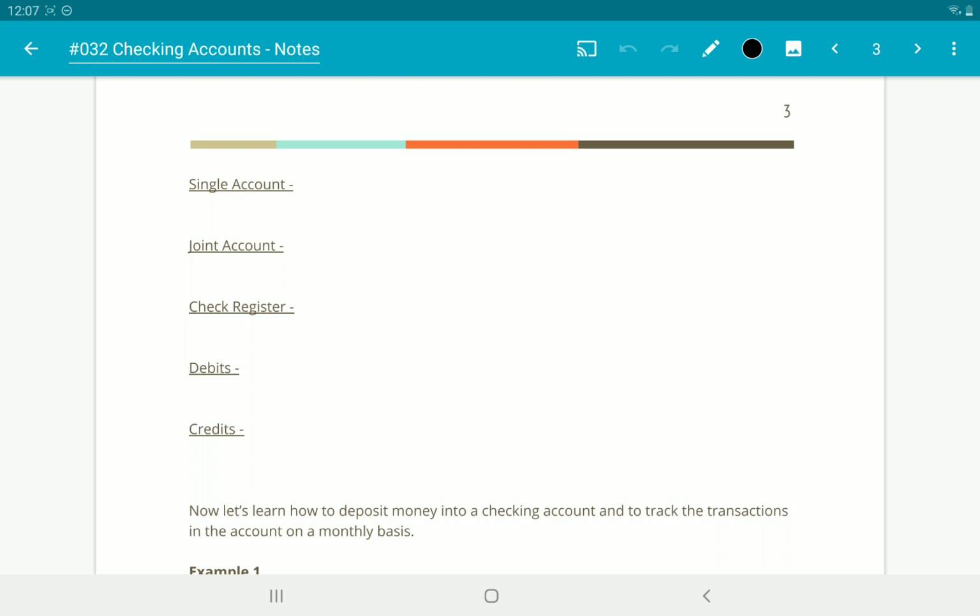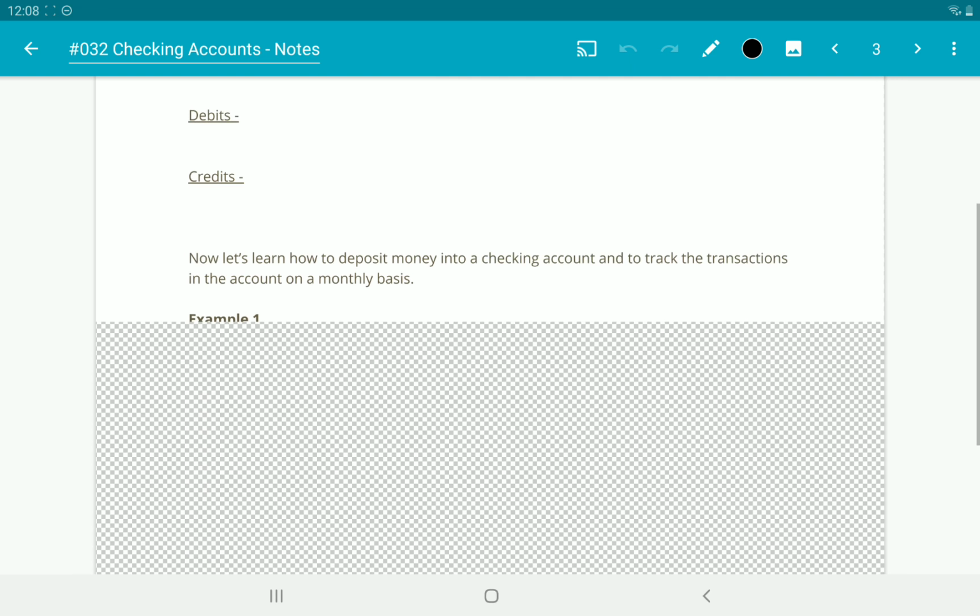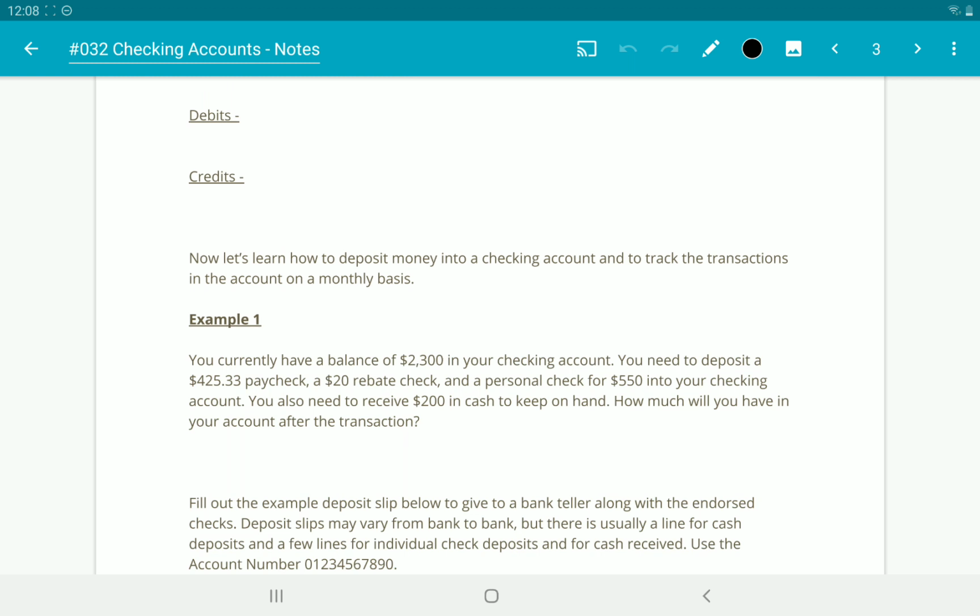Or if you have a small business or a band or something like that, you could put everyone who's in charge as an owner on the account. You could use a joint account for that. A check register is a record of all transactions in a checking account, including checks written, deposits made, fees paid, ATM withdrawals, just everything on there. Debits on an account are withdrawals, and credits on the account are deposits.